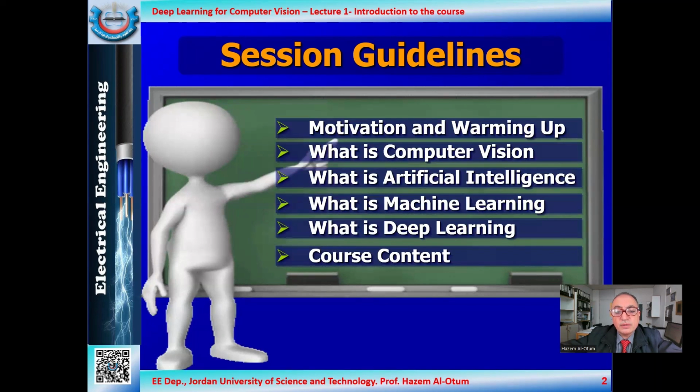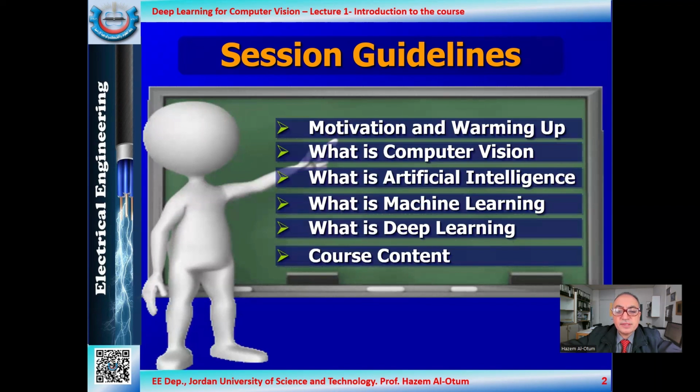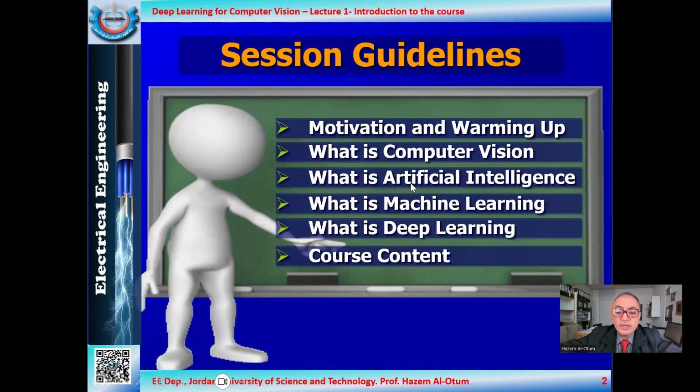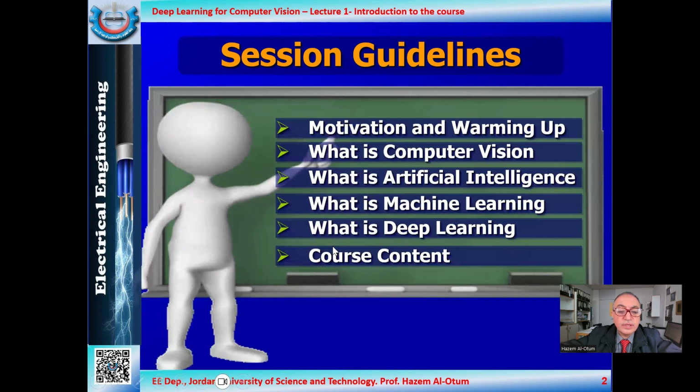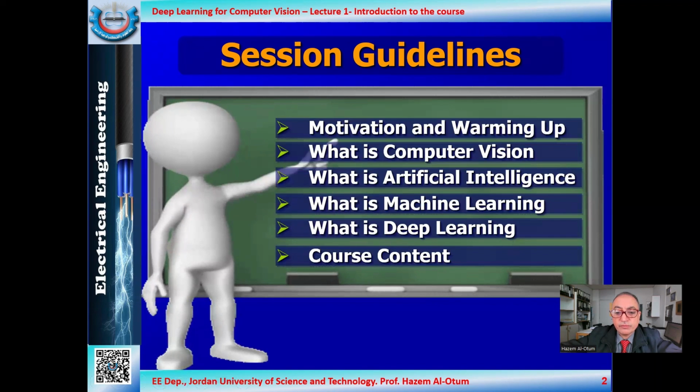Also, we'll talk about the four pillars of the computer vision and deep learning applications. We'll start with computer vision, definition and aspects. We'll talk about artificial intelligence, and later on we'll talk about machine and deep learning approaches. Finally, we'll direct your attention to the course content that will be tackled in this series of lectures.